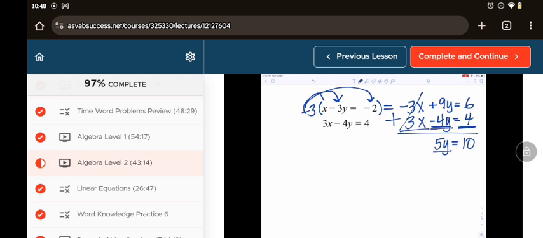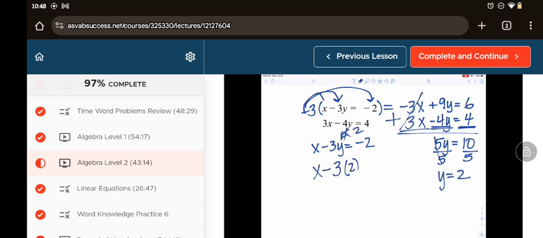All right, so now that I have 5y equals 10, that 5 is multiplied to the y, so I'm going to divide by 5 to solve for y and get it by itself, and I get y equals 2. Okay, now that I've solved for y, I go back to my original equation. I'm going to use the first one, x minus 3y equals -2. But now I know what y is, so I'm going to substitute. Wherever I see a y, I'm going to replace it with 2.